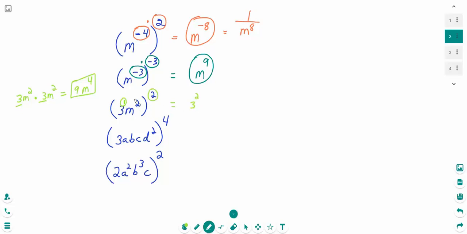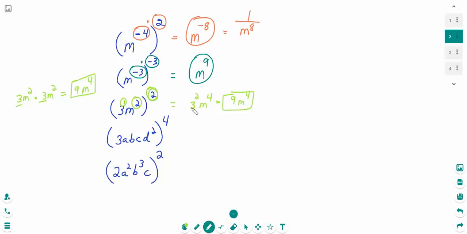And then we take this m squared and we multiply it by this 2. And we get an m to the 4th. Now this could simplify. 3 squared is going to be 9 m to the 4th, which is the answer that we had decided over here we should get.